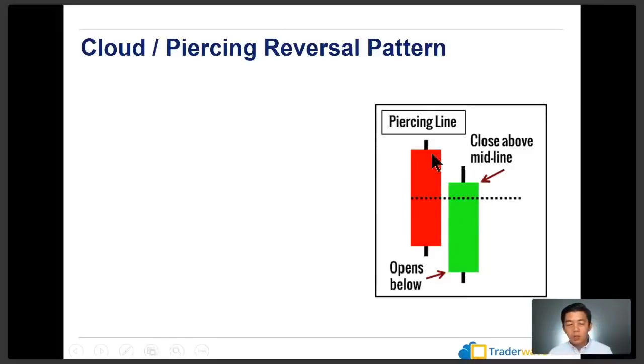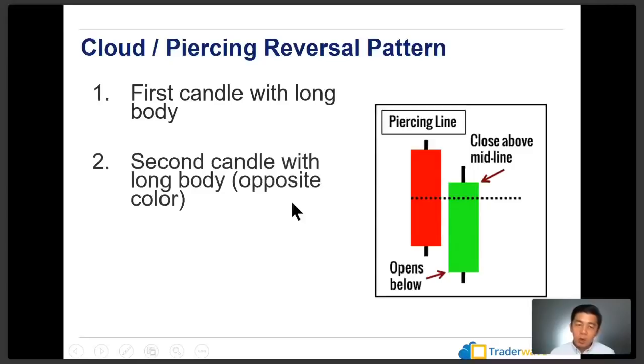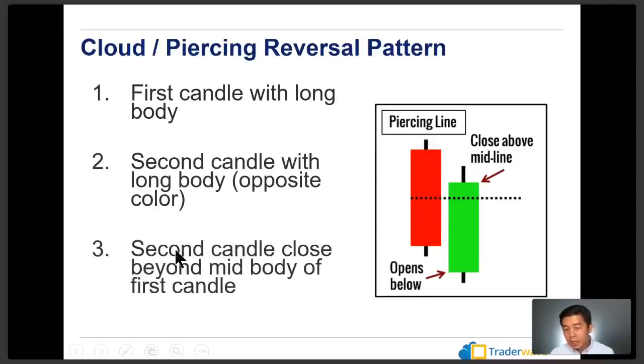Okay, so by studying the psychology of the market based on this candlestick pattern, you'll notice that the market has turned strongly bullish on the second day because it's able to rally all the way and close into the upper half of the first day candle's body. That's what we call a piercing line bullish reversal pattern. In this case, the first candle has to have a long body. The second candle also has a long body, but in the opposite color, and needs to close beyond the mid body of the first candle.